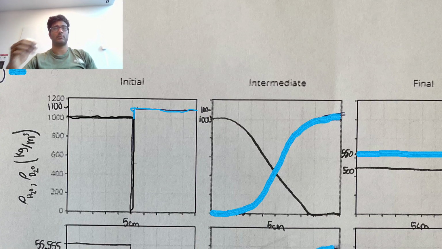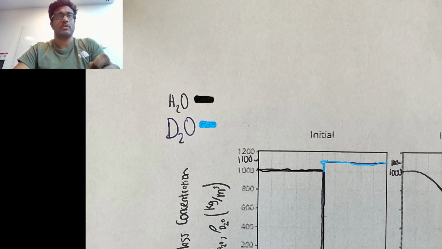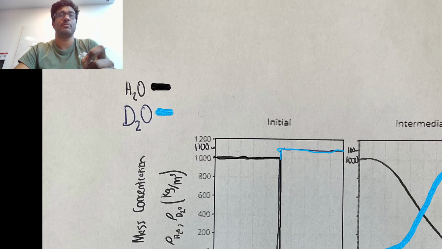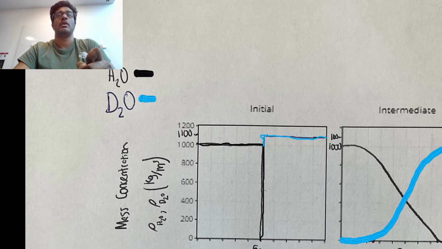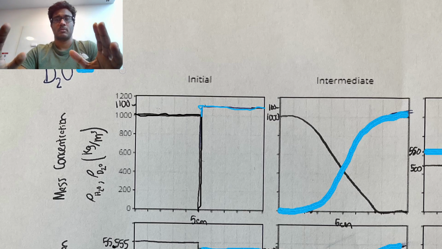So for the third part of this question, it's asking us to carefully sketch the initial, intermediate, and final mass transport profiles. So what I've done here is denoted that H2O is in black and D2O is in blue. And looking at the mass concentration profile, we have H2O at 1,000 kilograms per meter cubed and D2O at 1,100 kilograms per meter cubed.